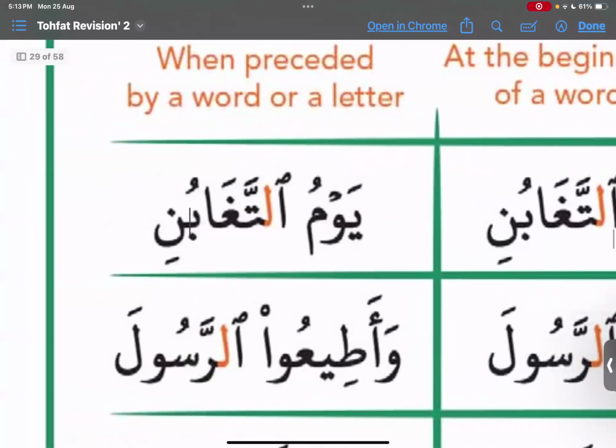And if it's part of a sentence, or we read it as a sentence with the word before it, then this alif is a connecting alif. It now turns silent. So I'm really going to make the jump from the meem, skip the alif, skip the lam, go to the ta. يوم التغابن.